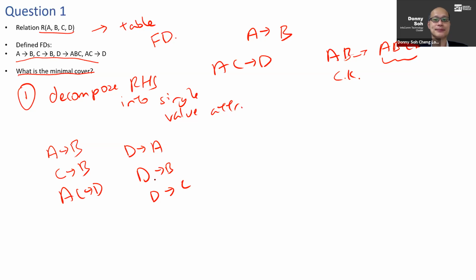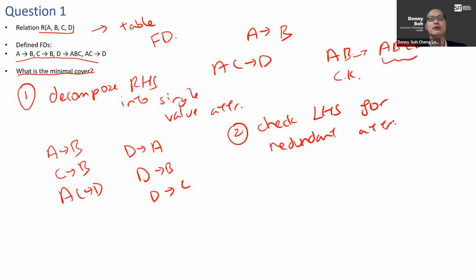Okay. The second step is the following. We want to check the left-hand side for redundant attributes. In this one, nothing to check because the left-hand side has only one attribute. Nothing to check, nothing to check, nothing to check. So the only thing we want to check is this: for AC implies D, are both A and C essential or not?